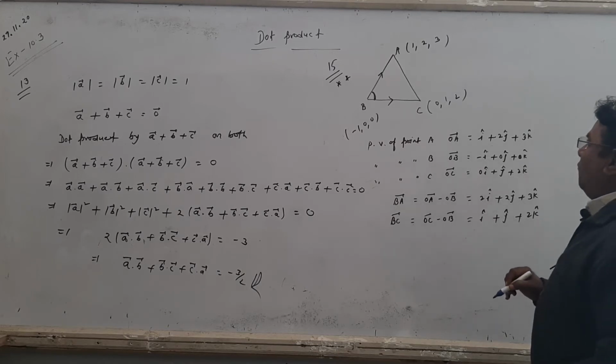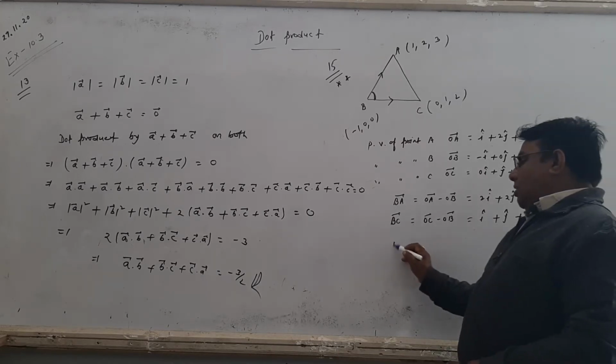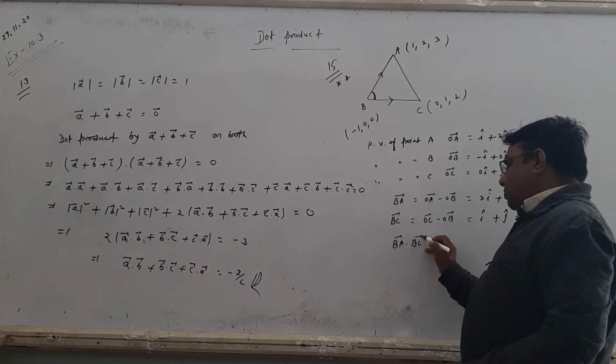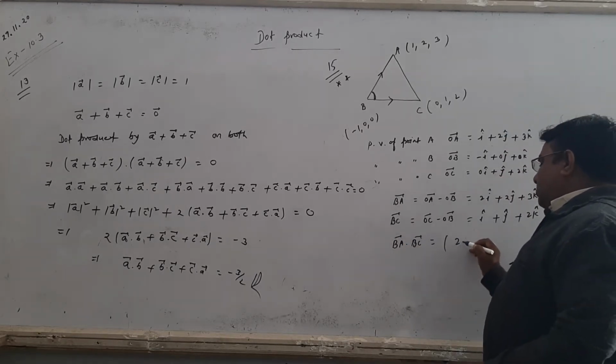So, but now find the angle. Now find vector BA dot vector BC. You know, student, the dot product of two vectors, right?